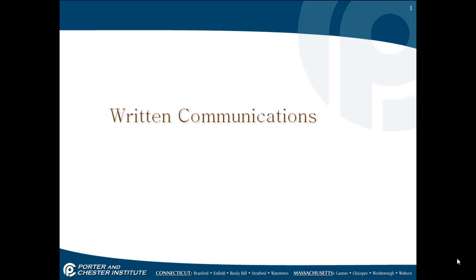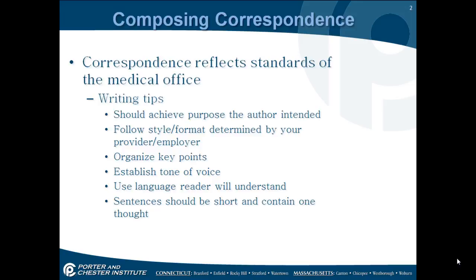Written communications. Composing correspondence. Correspondence reflects standards of the medical office. Writing tips. Your letter should achieve the purpose the author intended. Follow the style or format determined by your provider or your employer. Organize your key points. Establish a tone of voice.